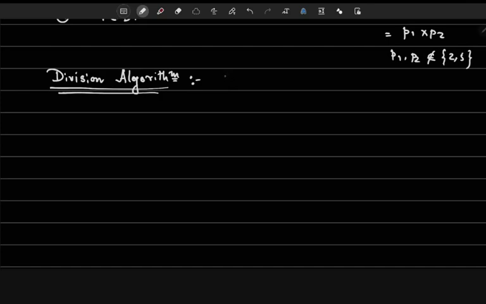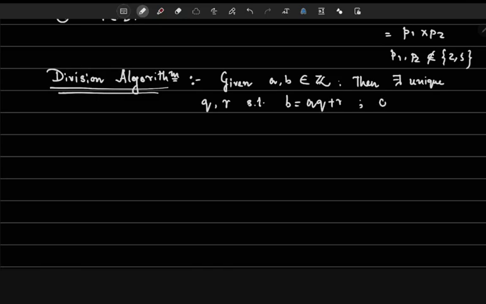Given A and B, two integers, then there exist unique Q and R such that, sorry, just hold on a minute, B is equal to AQ plus R, and what are the other conditions? That R is something specific, that R is greater than or equal to 0 and obviously less than B.